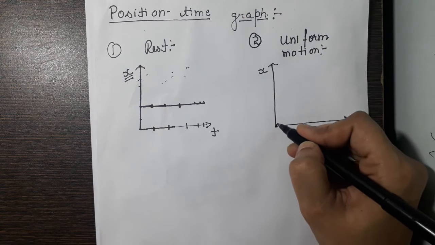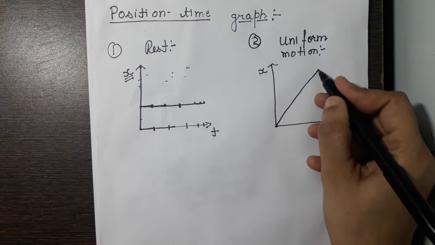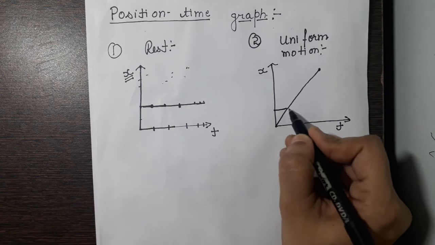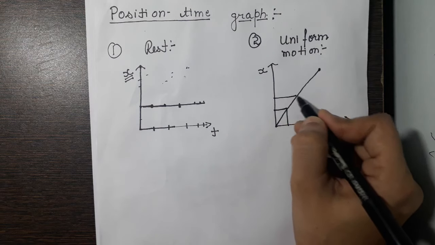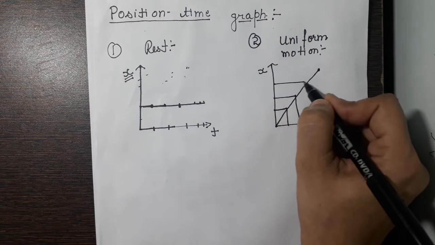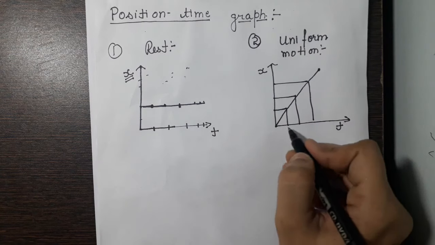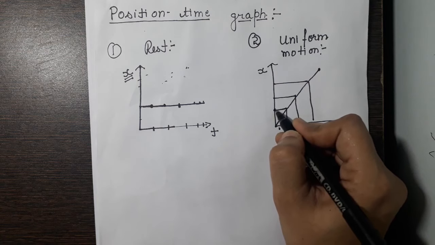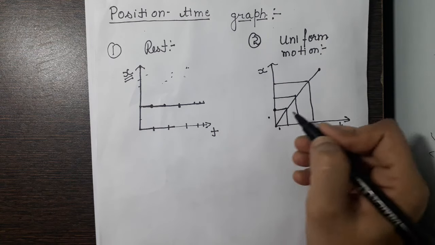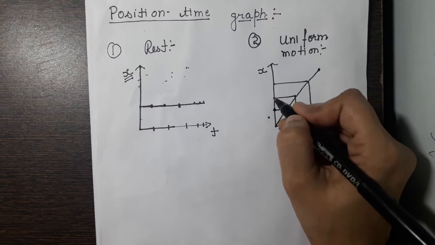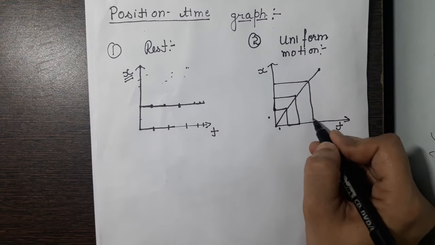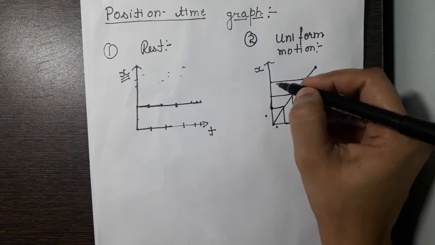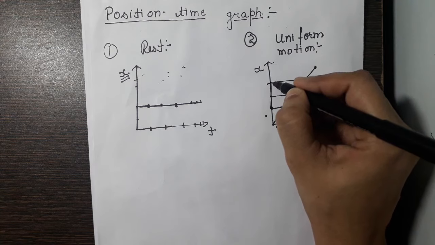This graph will be drawn like this. Here position will be changed, but with the same amount. For example, for the first hour, the body covers a distance of 1 kilometer. For the second hour, the body covers a distance of 1 kilometer, which means a total of 2 kilometers. For the third hour, it again covers 1 kilometer, that is a total of 3 kilometers.